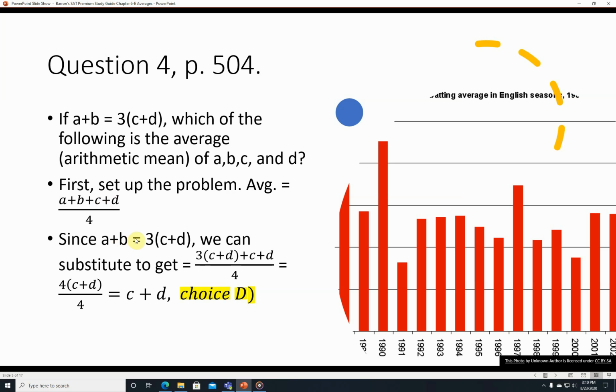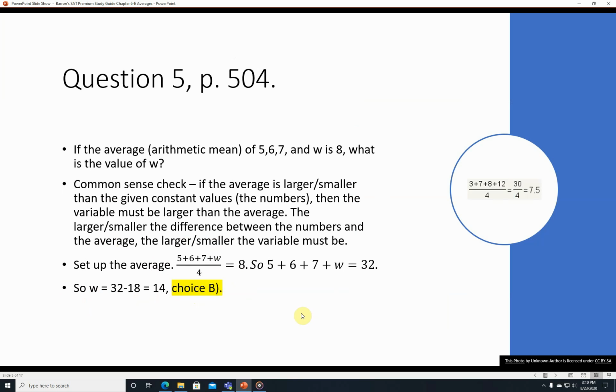Since A plus B equals 3 times C plus D, we can always substitute to get 3 times C plus D equals 4 times C plus D. And of course we're dividing by 4, so that's going to be 4 times C plus D over 4. And of course these 4's cancel out, so we get C plus D, which is choice D.